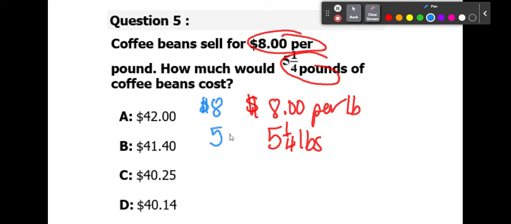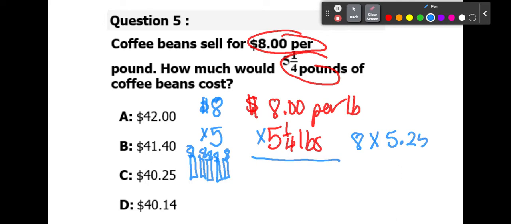So if I bought 5 pounds of coffee beans and each pound cost $8, here's 1 pound, 2, 3, 4, 5. And each one of these cost $8. The shortcut, instead of doing 8 plus 8 plus 8, is to multiply. So I want to multiply 8 times 5 to figure out how much these coffee beans cost. I'm going to do the same with 8 and 5 1/4. Desmos does that for you, or you could have done 8 times 5.25 because that's what 1/4 equals as a decimal. And 8 times 5.25 is 42. So these coffee beans cost $42 when you multiplied 8 by 5 1/4.